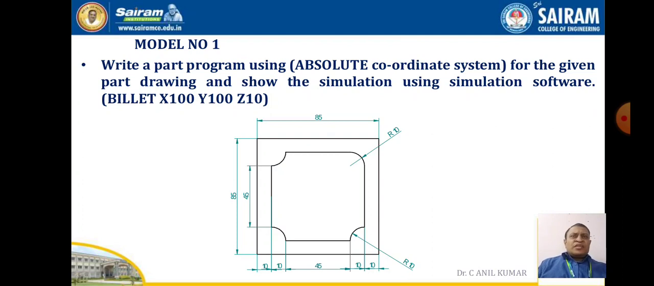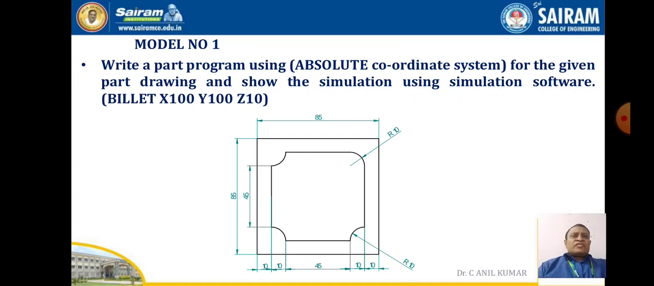Now here in this model 1, the model shows the component with a dimension of 85 by 85, and in this 85 by 85 there are also fillet radii. The fillet radius in the sense: three inside fillet radii and one outer fillet radius are on the component.